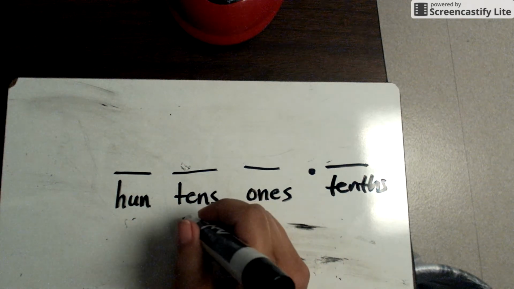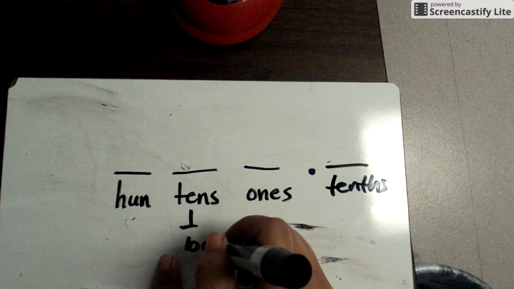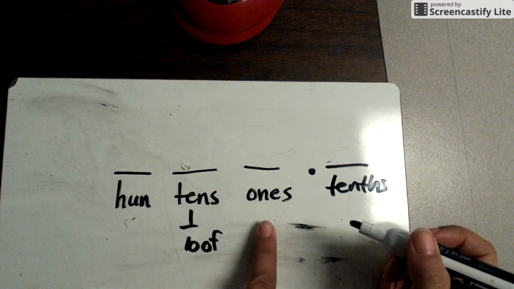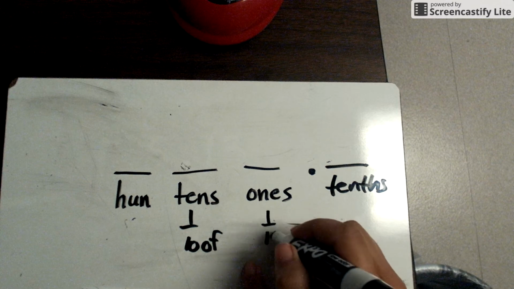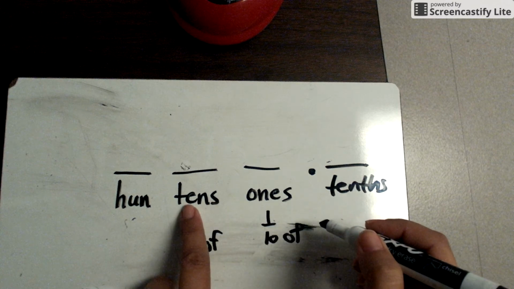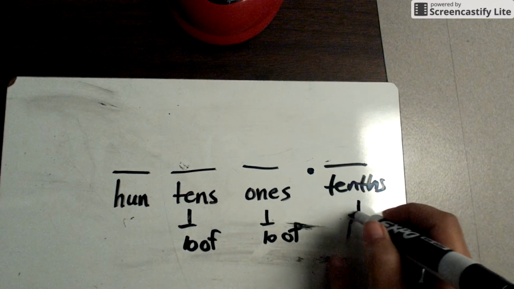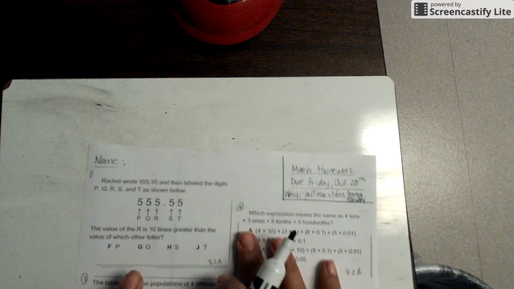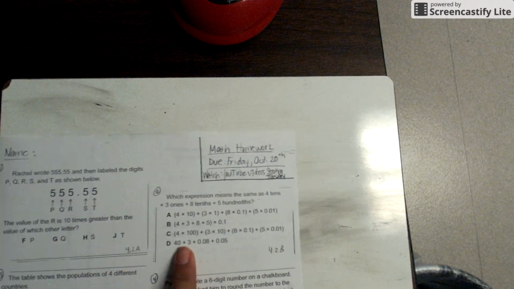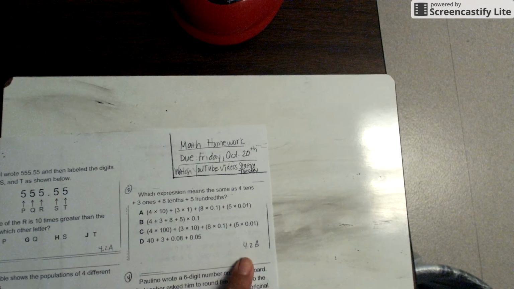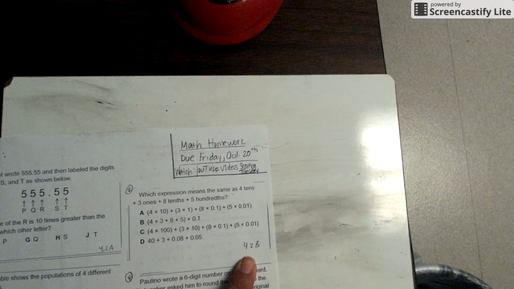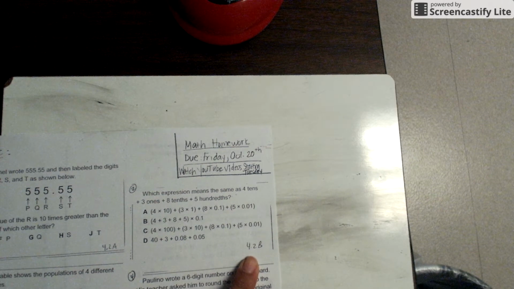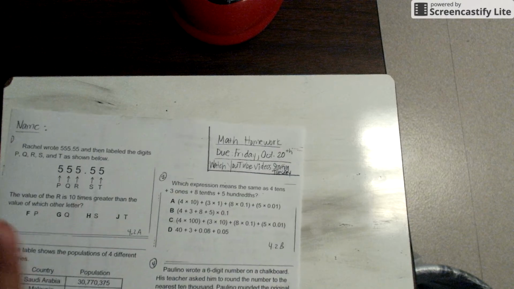So the tens place is worth 1/10 of the hundreds place. The ones place is 1/10 of the tens place. The tenths place is 1/10 of the ones place. So make sure that when you're working on number 1, you're thinking about that. Okay, number 2 is standard 4.2b, which just says that we need to be able to read and write numbers in expanded notation and to know the values of numbers.